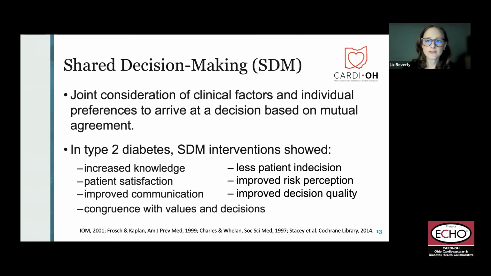There's actually been a lot of shared decision-making interventions in type 2 diabetes, and some of the findings from these interventions have shown the following. It's shown an increase in diabetes knowledge, patient satisfaction, improved communication between the patient and the provider, congruence with values and decisions, which falls into accordance of the advanced care planning. There's been less patient indecision. There's been improved risk perception and improved decision quality. Next slide.